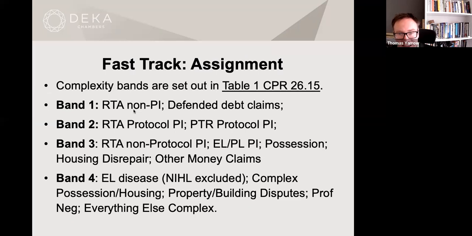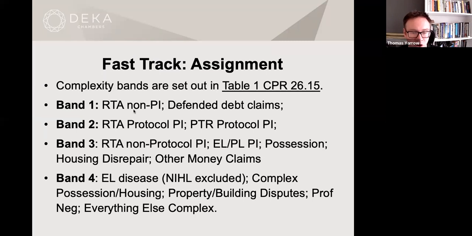So the new stuff is assignment. Now, assignment is complexity, and there are 4 bands, and they are set out in Table 1 in CPR 26.15. I've listed them all on the slide here.